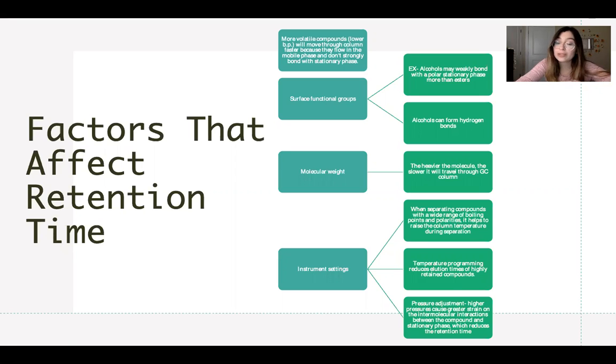Instrument settings. When separating compounds with a wide range of boiling points and polarities, it helps to raise the column temperature during separation. Temperature programming reduces elution times of highly retained compounds. Pressure adjustment. Higher pressure causes greater strain on the intermolecular interactions between the compound and the stationary phase, which in fact reduces the retention time.